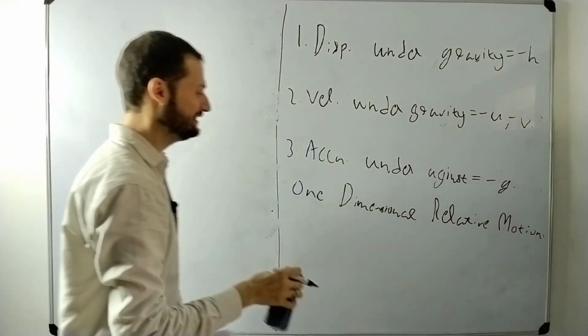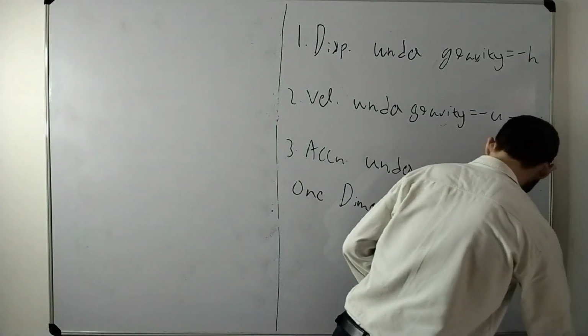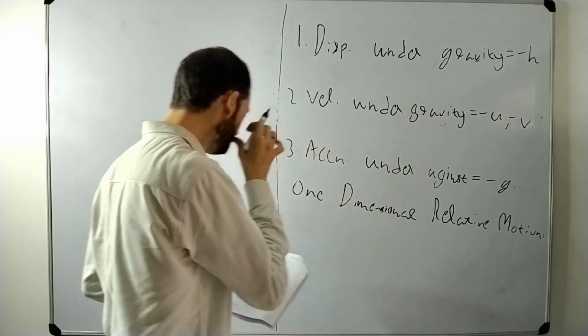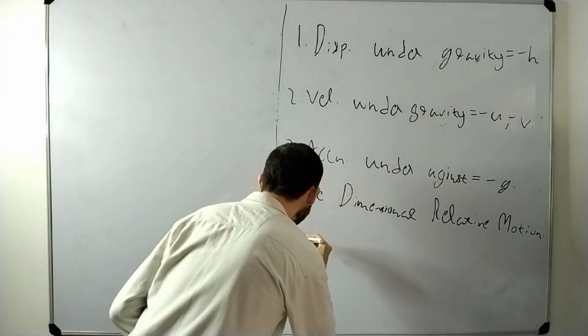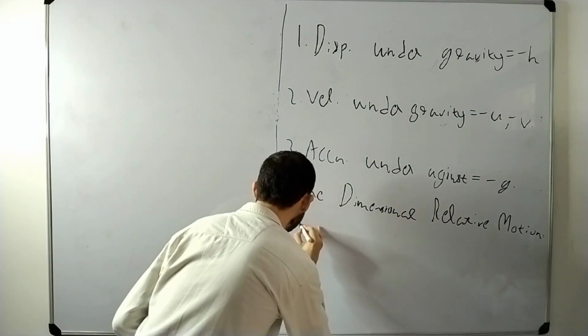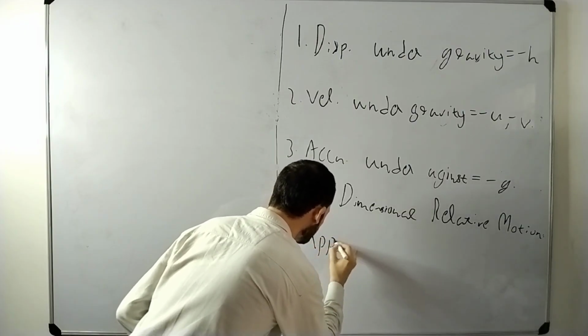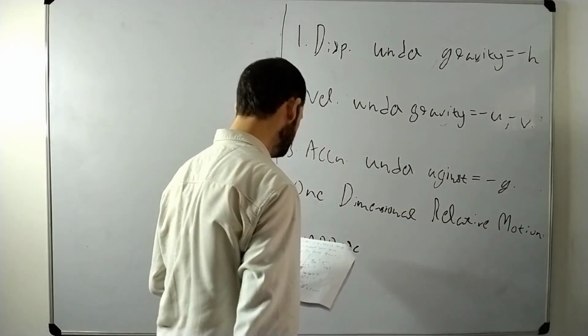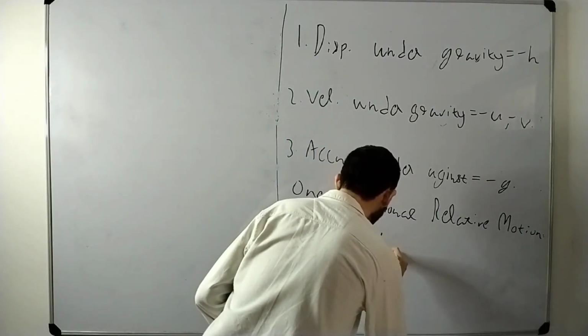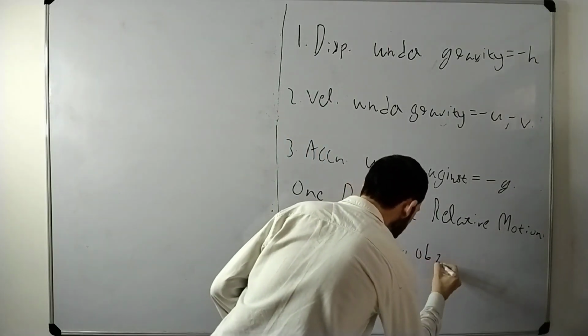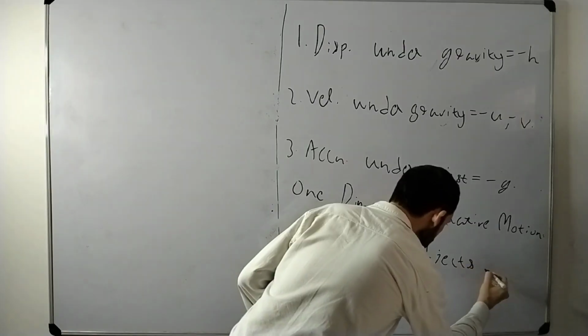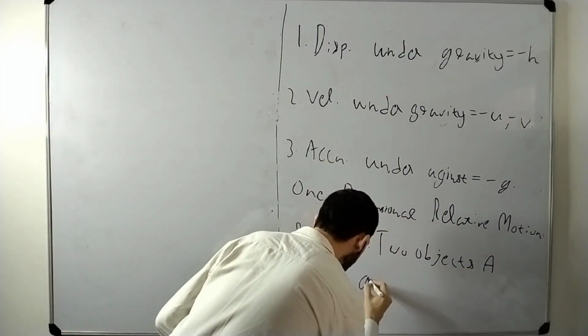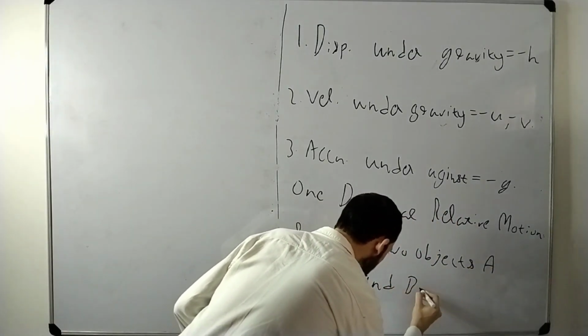So, let's draw with the diagram. Even before the diagram, I need this. Suppose two objects A and B. A and what? B. Yes, sir, we have supposed.